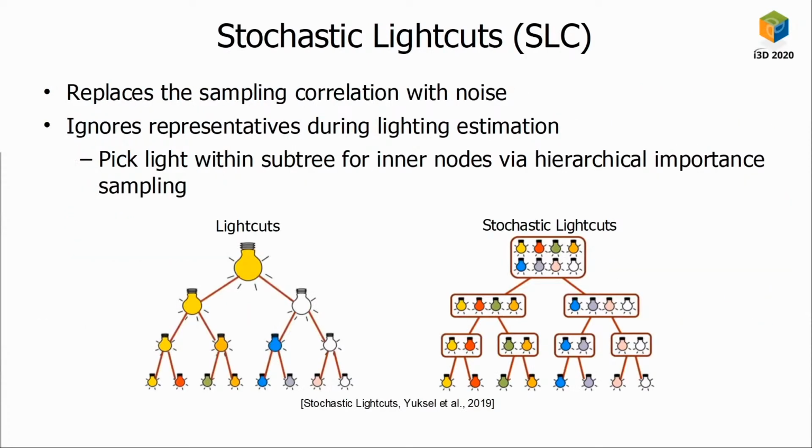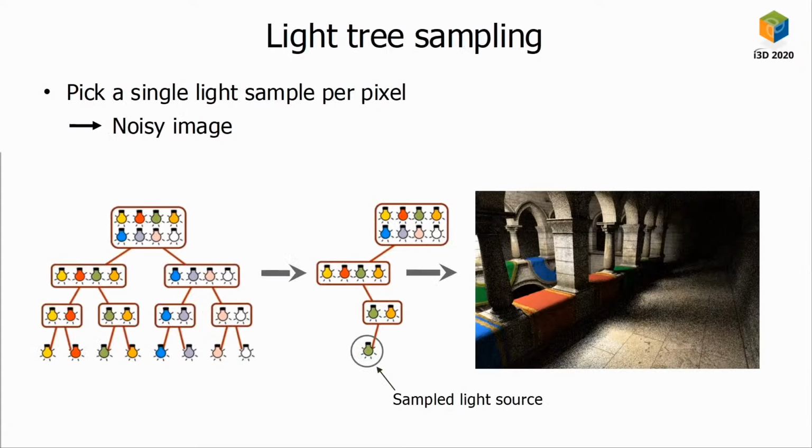Quite recently, stochastic Lightcuts was introduced, solving the problem of the sampling correlation by replacing it with noise. Stochastic Lightcuts ignores the representatives during the lighting estimation, and instead a random light from the subtree is chosen for inner nodes via hierarchical importance sampling. So, by simply picking a single light sample for each pixel from the light tree via hierarchical importance sampling, we obtain a noisy image, as shown in the image to the bottom right. This noise can then be removed by using an appropriate denoiser.